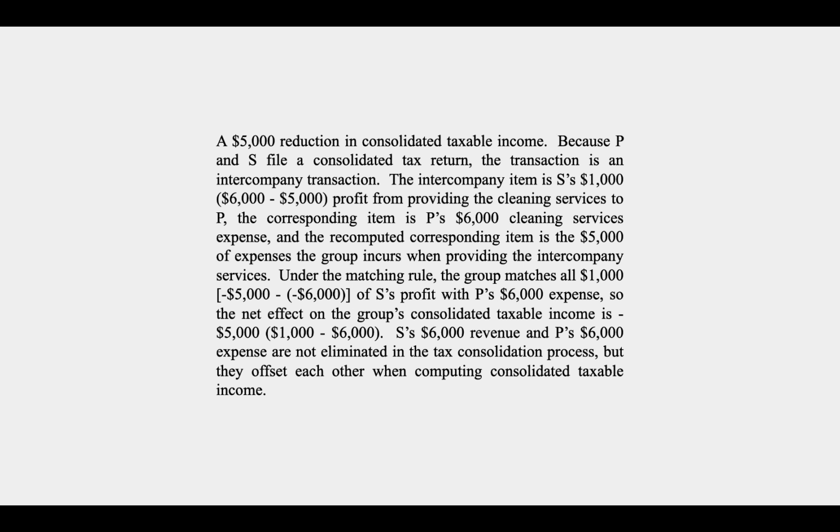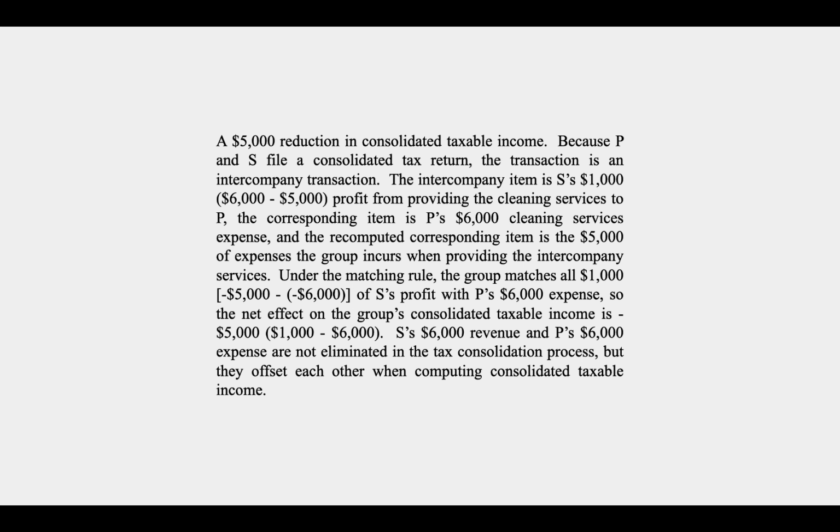Because P and S file a consolidated tax return, it's an intercompany transaction. So the intercompany item is S's $1,000 profit on cleaning. Remember, they charged $6,000. The expenses are $5,000, so they made a profit of $1,000. The corresponding item is P's $6,000 cleaning services expense, because when P writes that check, P records that as an expense.